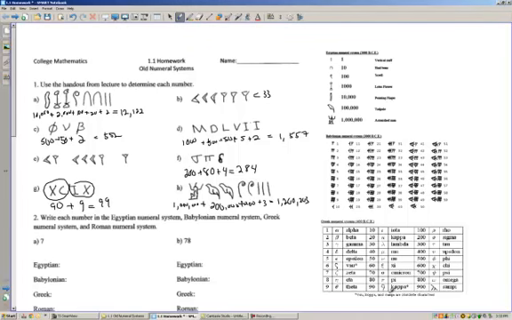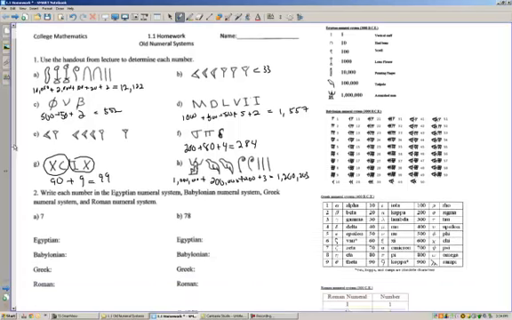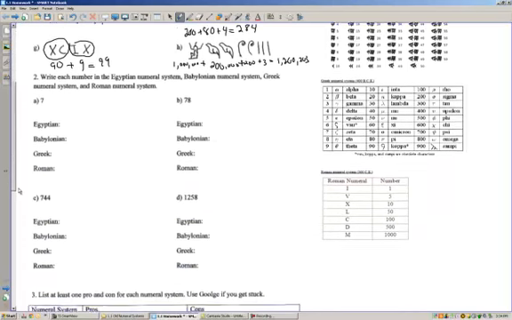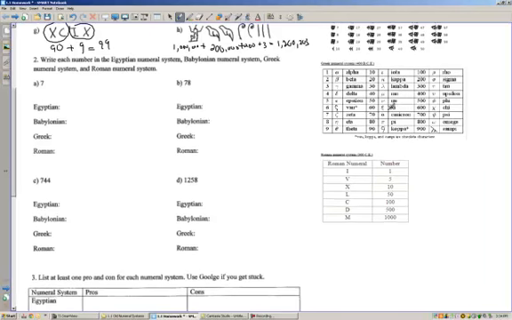Okay, so now let's take a look at part 2. This is a little bit different. Instead of being given the symbols and trying to figure out the number the symbols represent, now you're given the number and you have to produce the symbols. So let me scroll down here so you can see the type of problem I'm talking about.